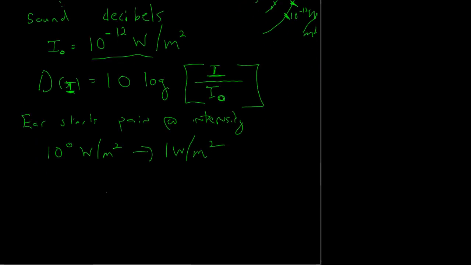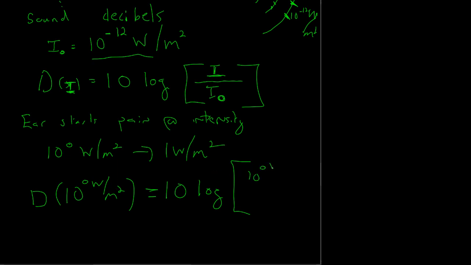All right, so we can find this measure in decibels. I want my decibels of 10 to the 0 watts per meter squared as a function. It's going to be 10 times the log base 10 of, well, I'm putting in 10 to the 0 watts per meter squared, and I'm dividing it by 10 to the negative 12th watts per meter squared. So this is how a log function works. And, well, I'll show you what happens to the calculation.